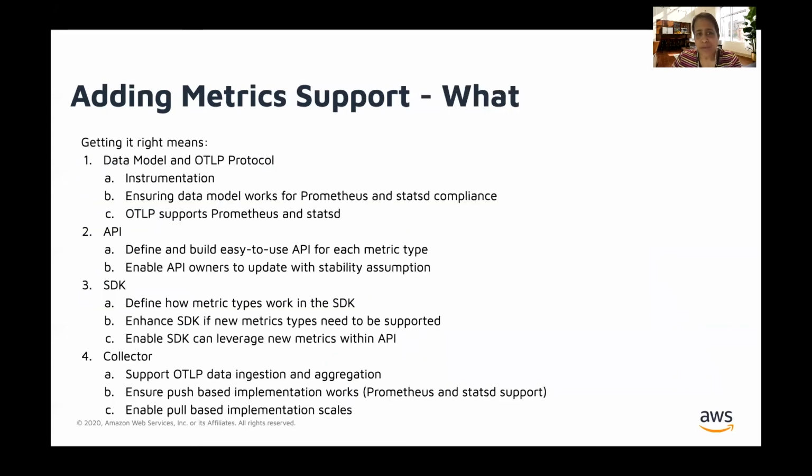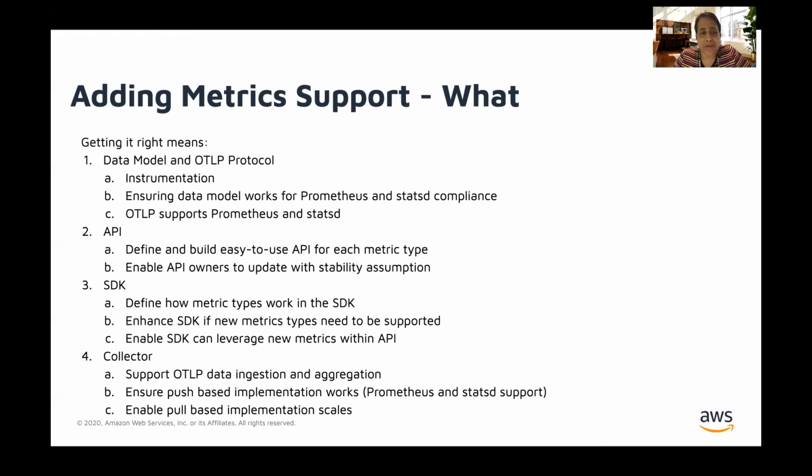Adding metric support, so what are we doing about it? Getting it right for OpenTelemetry means that we have to enhance the data model and the OpenTelemetry protocol. This means ensuring that the instrumentation and the pipeline work end-to-end, ensuring that the data model supports Prometheus and StatsD compliance, and that the OpenTelemetry protocol supports Prometheus and StatsD.